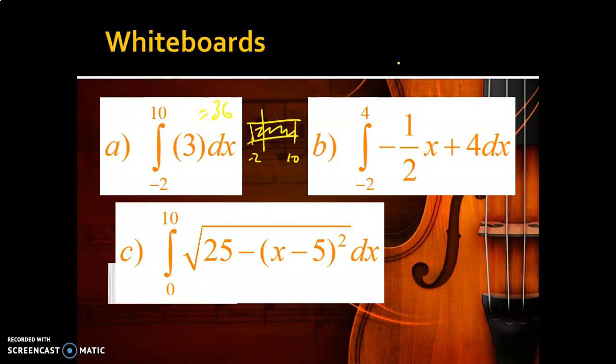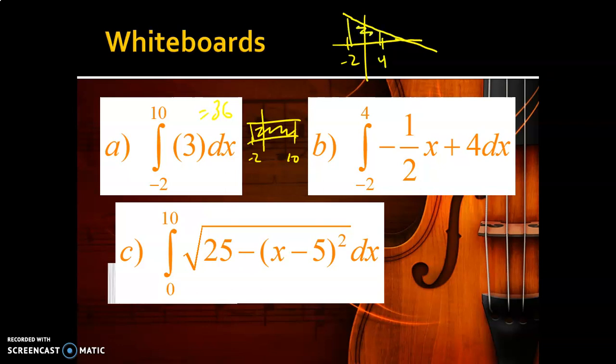All right, -1/2 x plus 4. So if I graph that up at 4, down with a negative slope, I guess it should have been a little bit less steep, so -1/2 x plus 4. And I'm going between -2 and +4.